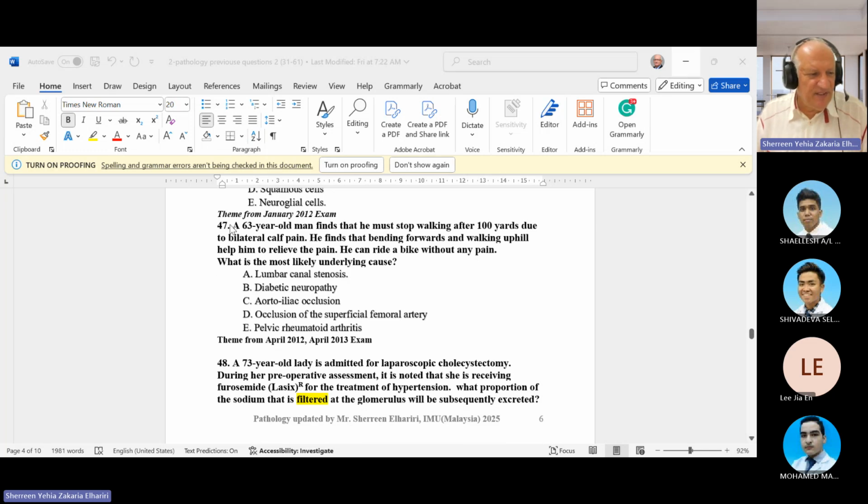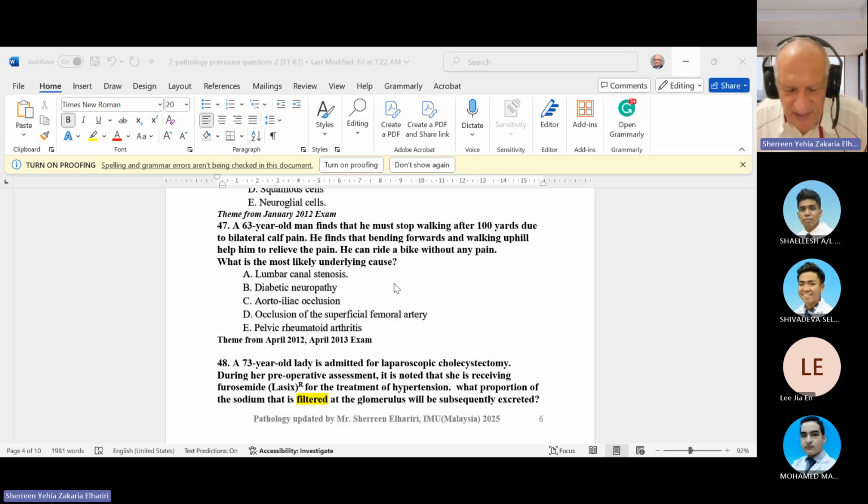Next question, and very, very important. It usually comes even in orthopedics. A 63 years old man finds he must stop walking after 100 yards due to bilateral calf muscle pain. He finds that bending forward and walking uphill help him to relieve the pain. He can ride a bike without any pain. What is the most likely underlying cause? This is a common question, I think, in orthopedics and in undergraduate exams. Anyone know the answer of this?